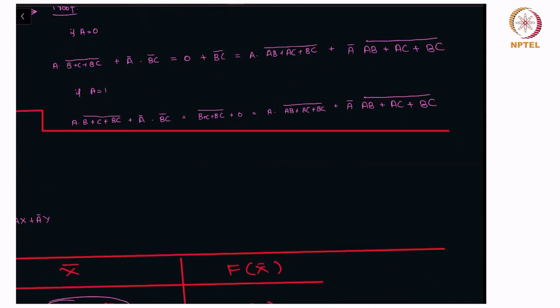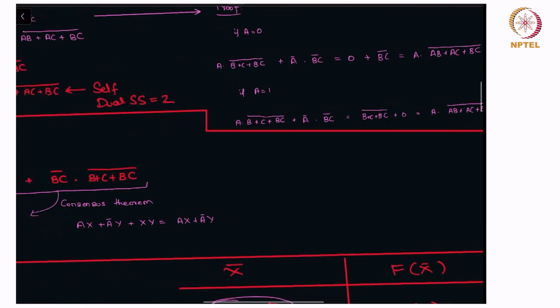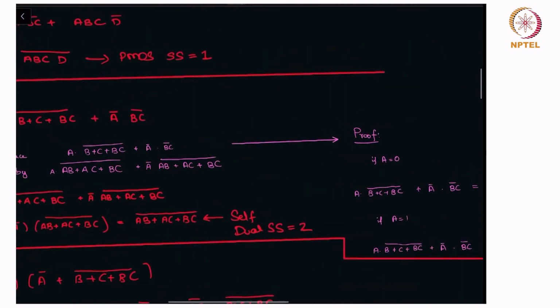now in the case of A equal to 1, you can do the same thing. You'll find that the original expression becomes this if A equals 1, and the replaced expression also becomes this if A equals 1. So if A equals 0, they are equal. If A equals 1, they are equal. So therefore the expressions must be equal.